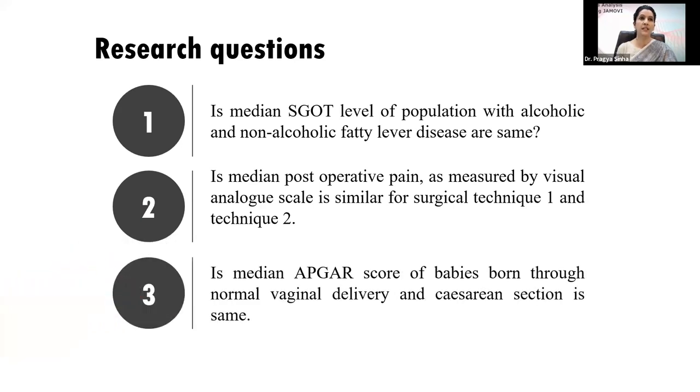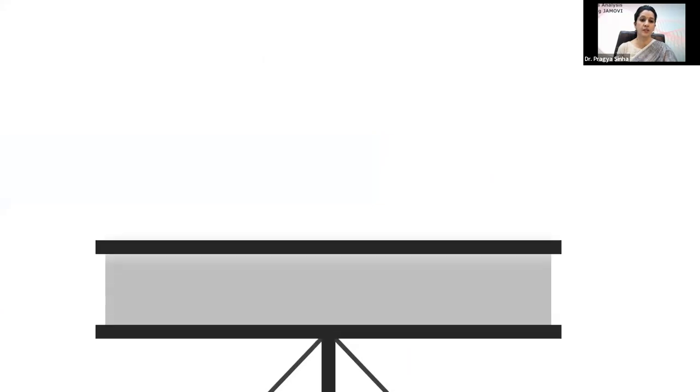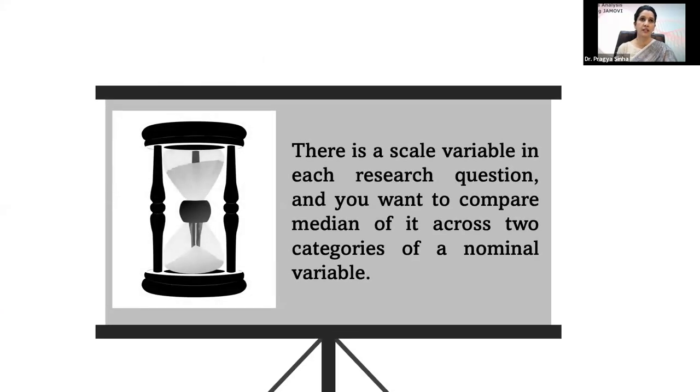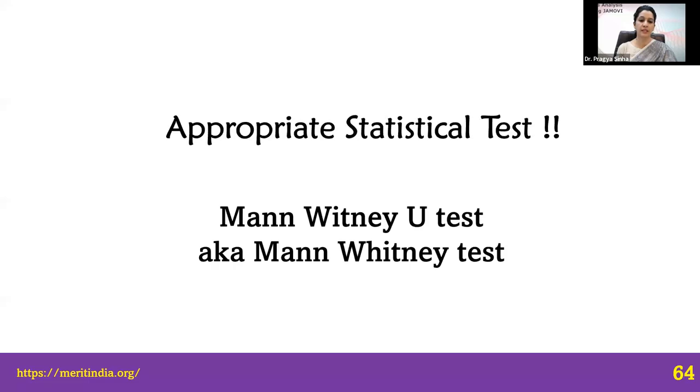Or is the median Apgar score of babies born through normal vaginal delivery and cesarean section the same or not? In all these three research questions, we have observed that there is a scale variable in each research question, and we want to compare the median of this scale variable across two categories of a nominal variable. So the appropriate statistical test for such a type is the Mann-Whitney U-test or Mann-Whitney test.